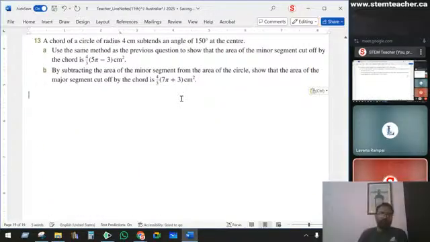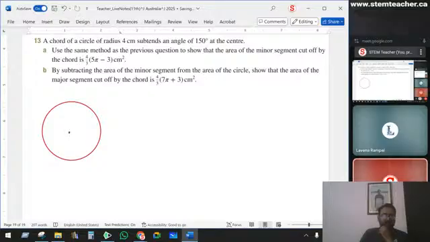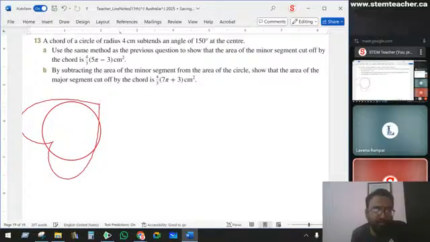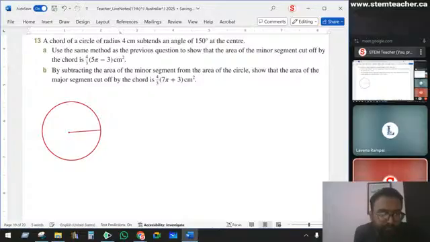So what is given: a circle with radius 4. First of all, let's take a circle, and the radius is, sorry, control Z. Okay. So this is a radius, which is 4 centimeters, and the angle subtended at the center is 150. So this is 150. Use the same method as the previous question to show that this is also 4.